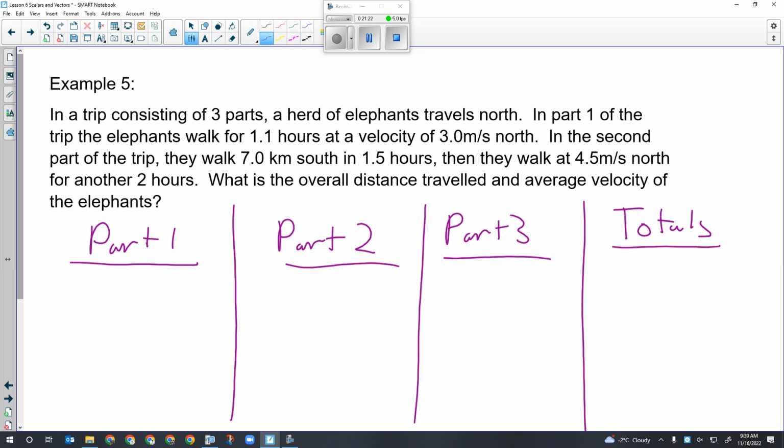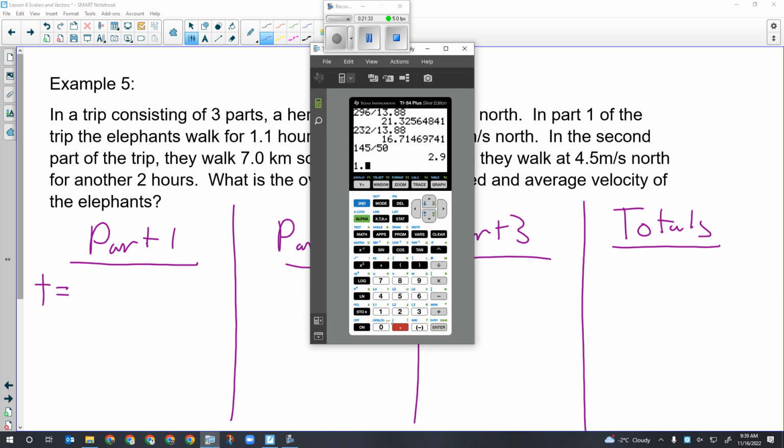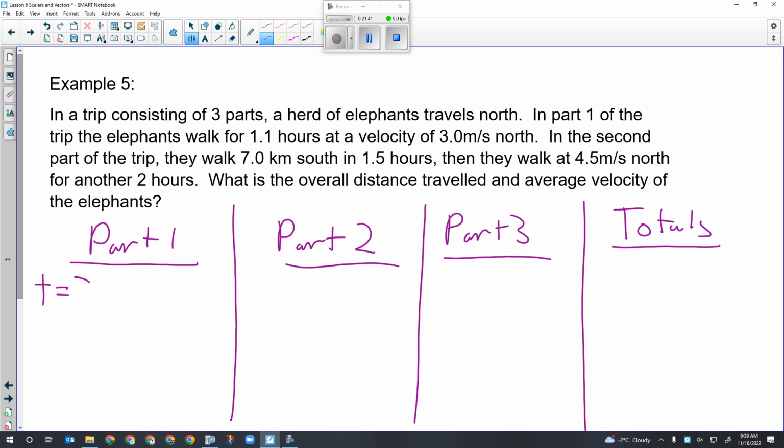All right, in part 1, the elephants walked for 1.1 hours. All right, I need to convert that 1.1 hours to seconds. So 1.1 times the number of seconds in an hour, 3,600, gives me 3,960 seconds. All right, so I've converted my hours now to seconds, right? And it says that they walk at 3 meters per second north. Okay, and that's all they give me for part 1.